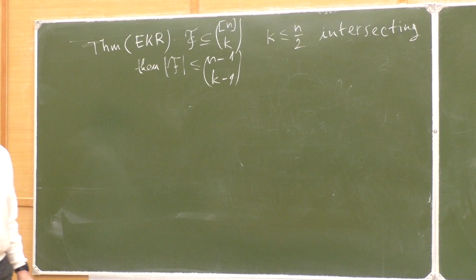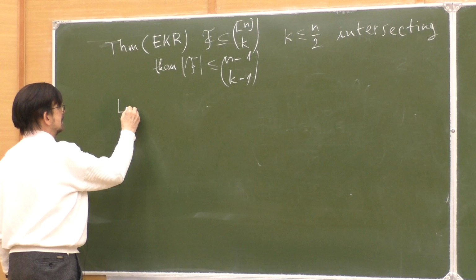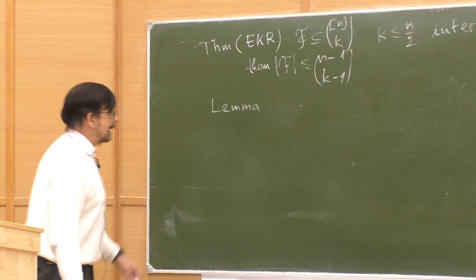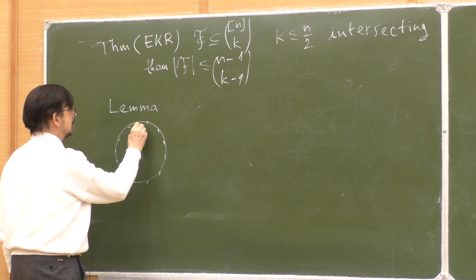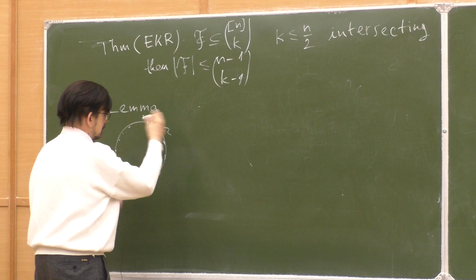So I just repeated the Erdős-Ko-Rado theorem, and I started the second proof with a lemma. So now we have an ordering of the elements from 1 to n along, say, the cycle.